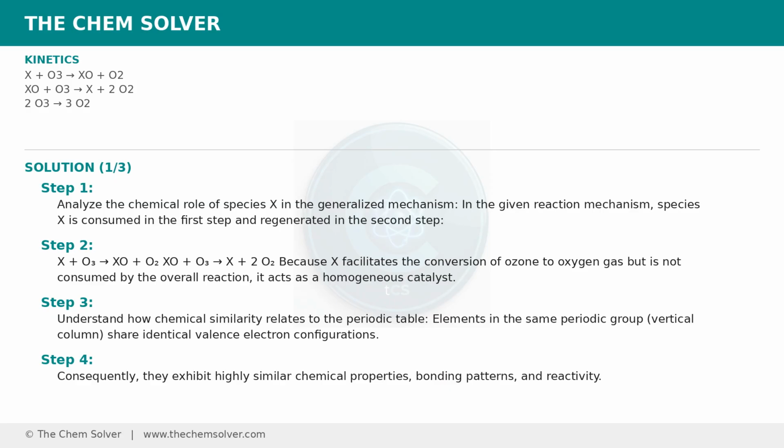XO plus O3 gives X plus 2O2 because X facilitates the conversion of ozone to oxygen gas, but is not consumed by the overall reaction. It acts as a homogeneous catalyst.